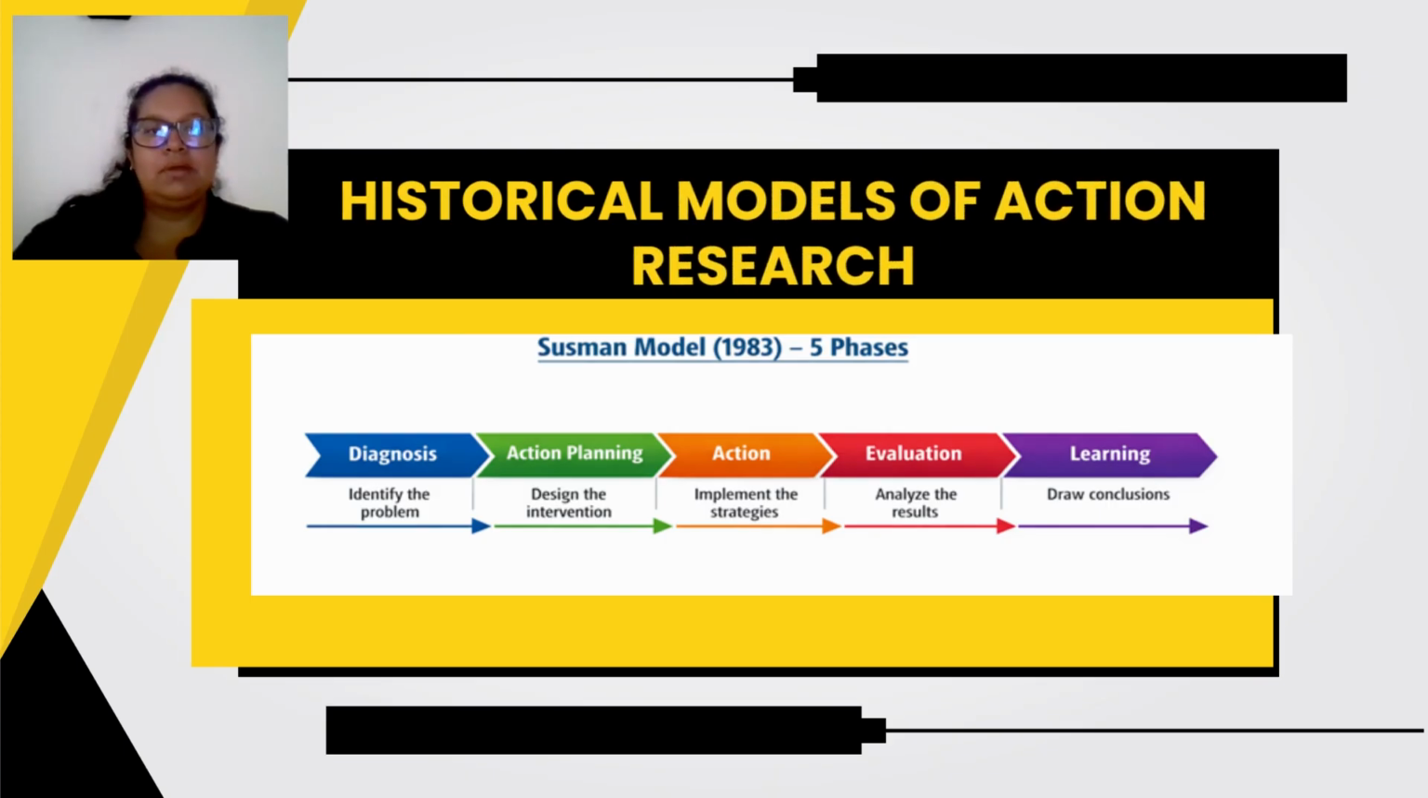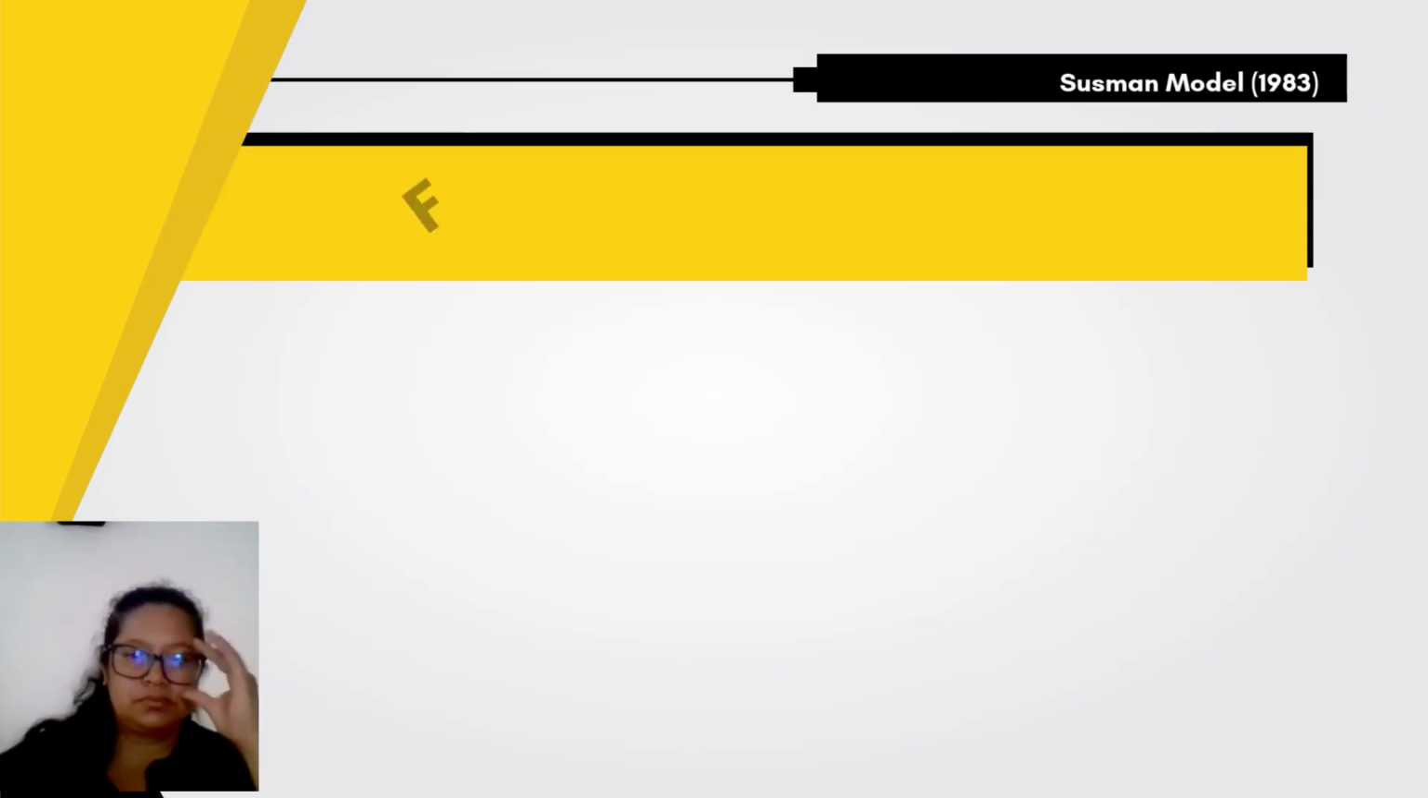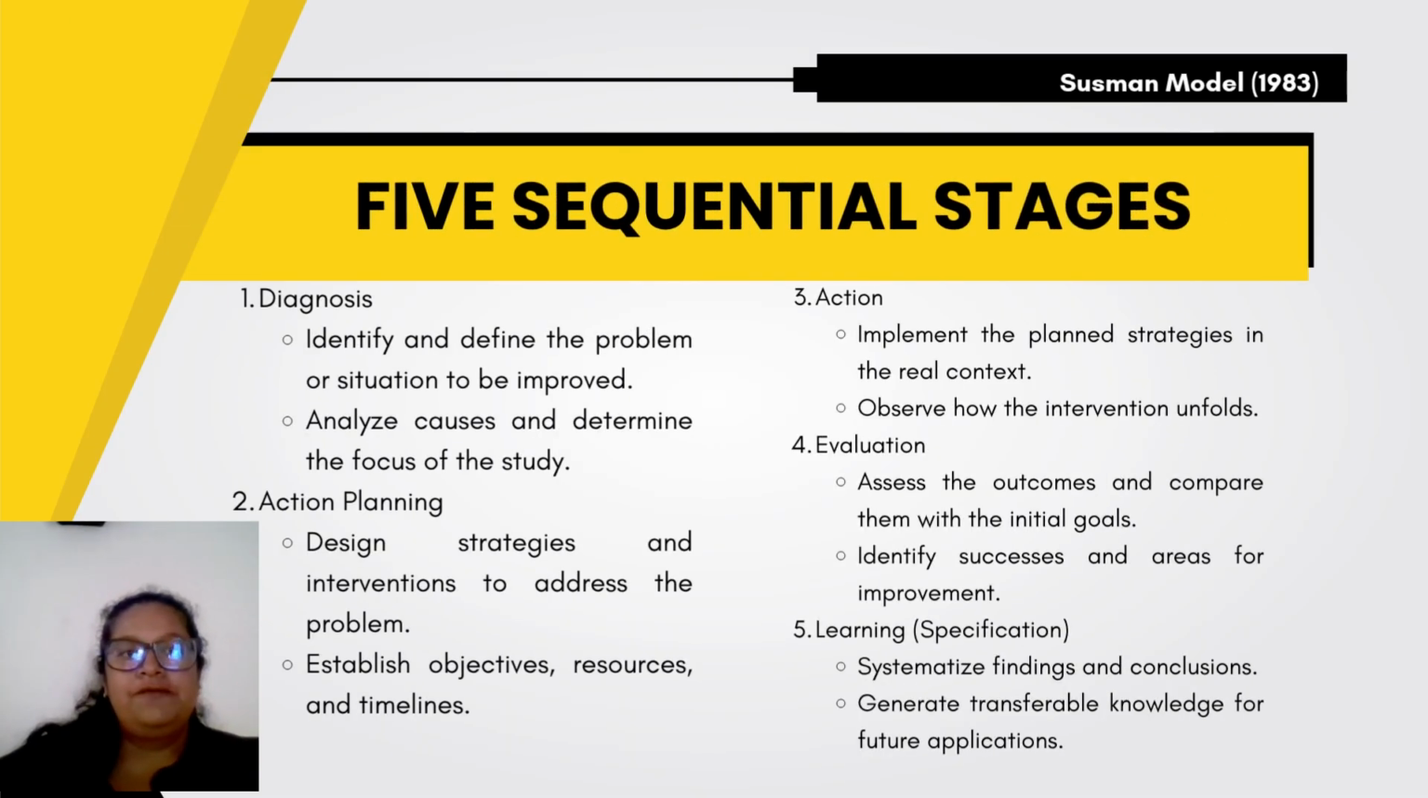In this timeline, we can observe the five phases according to what is mentioned in the Sussman model 1983. Today, I will talk about two case history models of action research that shaped the way we understand reflective practice in education. First, let's look at Sussman's model from 1983. Sussman proposes a five-phase sequence.